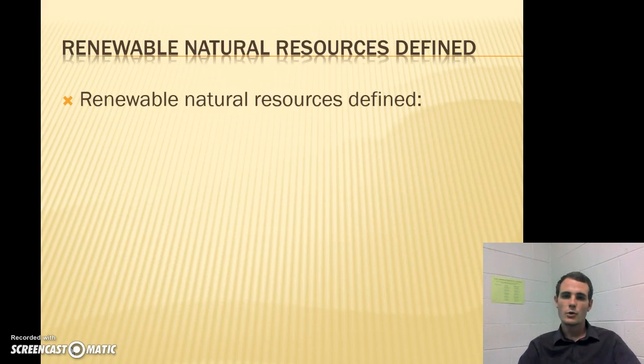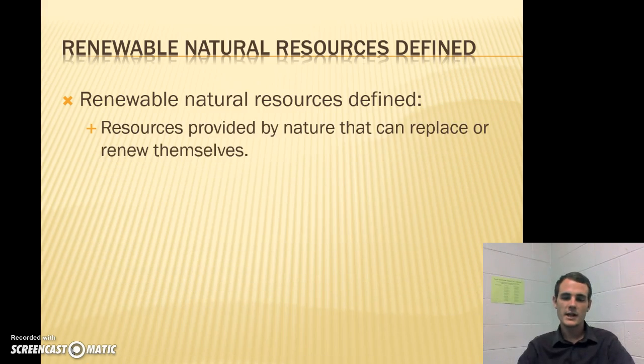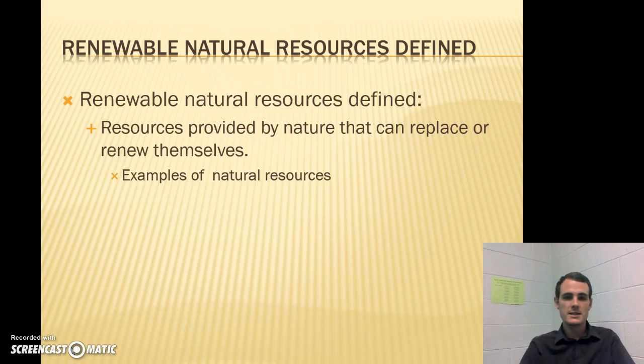All right, renewable natural resources. When you think of renewable natural resources, think of the word renewable. It means it can be renewed, it can come back, and then natural resources, things that are derived from nature. So if it's a renewable natural resource, that means it's provided by nature and it can replace or renew itself.